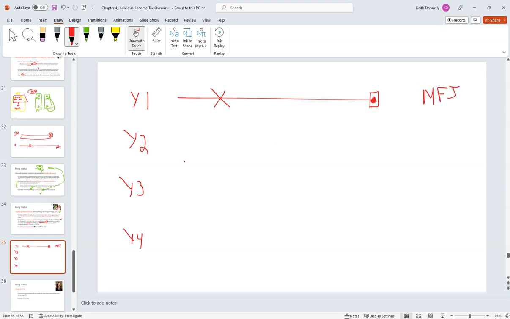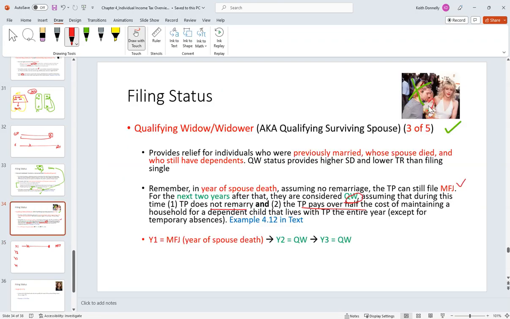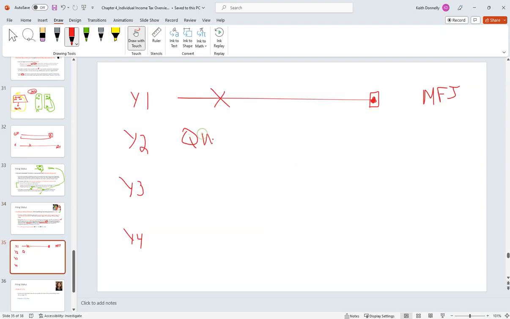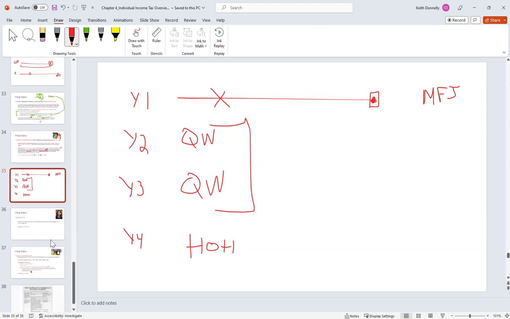For the next 2 years, assuming you meet these criteria, there's a kid involved, you're maintaining the household, and you don't remarry, you're going to be a qualifying widower, surviving spouse, or qualifying widow. And then afterwards, you don't get this forever. If your husband or wife passes away, they don't let you do this forever. Afterwards, in year 4, normally it's head of household, but it could be single. It depends on the kid's age, if you're still taking care of them, things like that. But that's the framework with this.